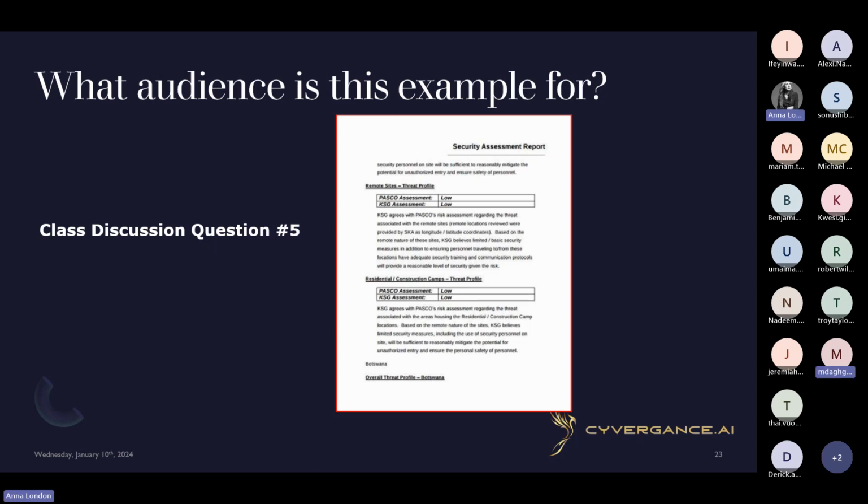A bar chart. How would you want it to be received to you too? Oh, go ahead. A double bar chart. Double bar for each site, because it looks like there is a remote site, residential construction, and Botswana, and all those are like threat profiles. We could set up like double bars per profile, and one will be for Pasco, one will be for PSG, and will be a bar chart. Perfect.